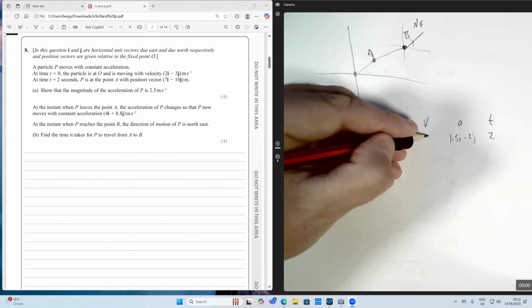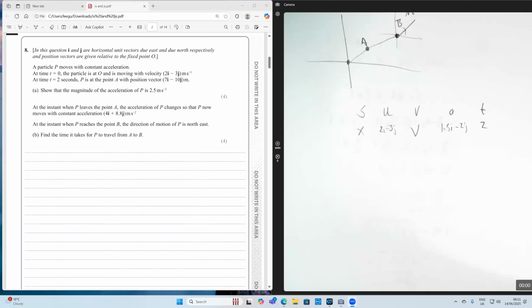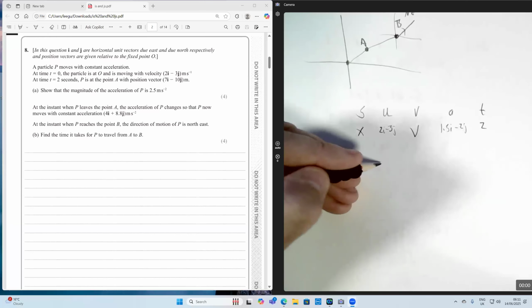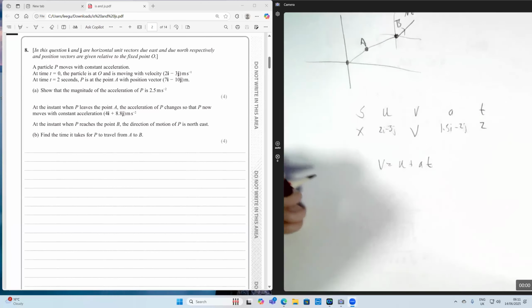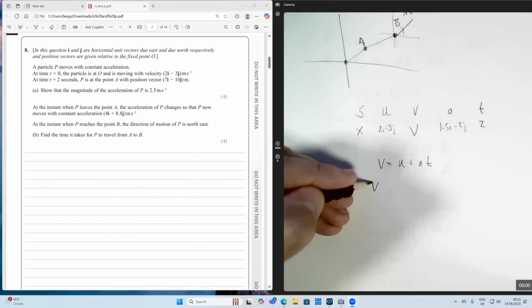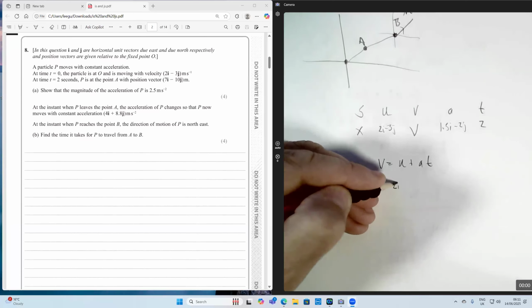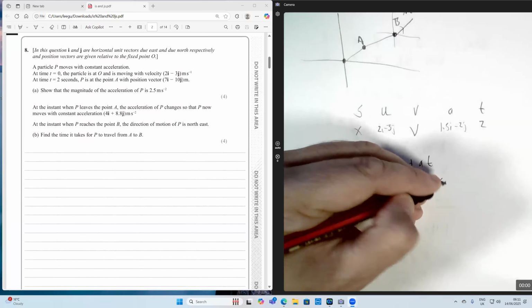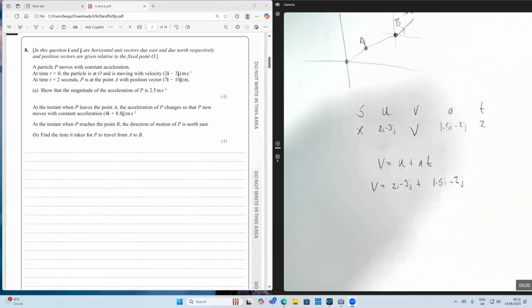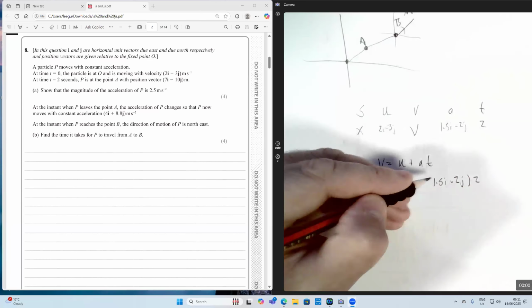We're not worried about the displacement. We're trying to calculate how fast it was going, so that's just the SUVAT v equals u plus at. We have our v, which we're trying to find, equal to our u, which is 2i minus 3j, plus our acceleration, which is 1.5i minus 2j, times our time, which is 2.